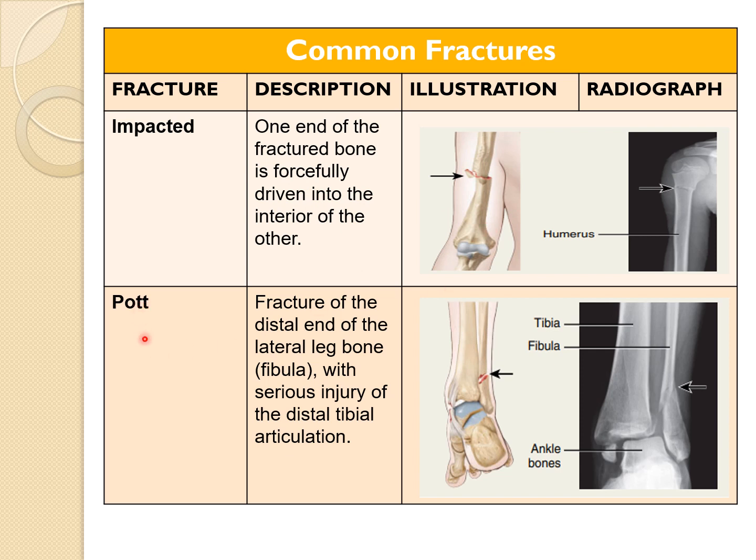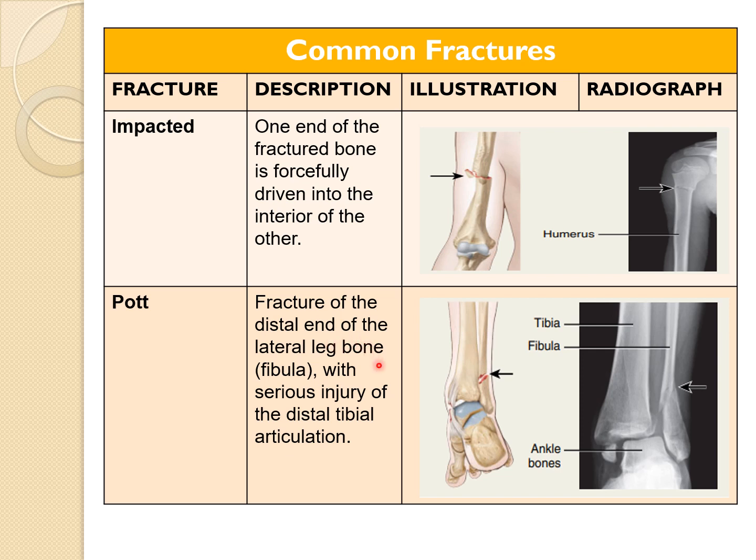Next common type is Pott fracture. It is the fracture of the distal end of the lateral leg bone, that is fibula, with serious injury of the distal tibial articulation. Pott fracture is bone specific.